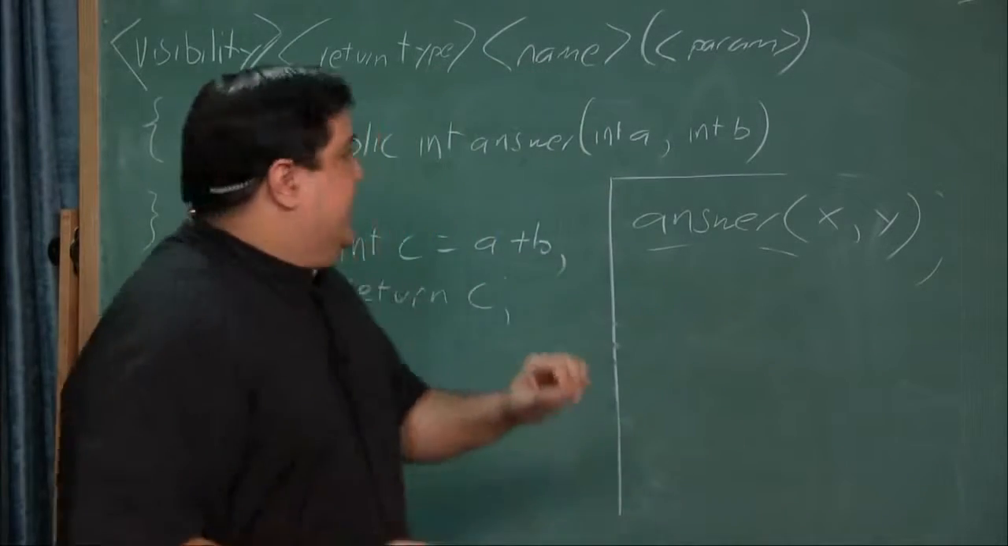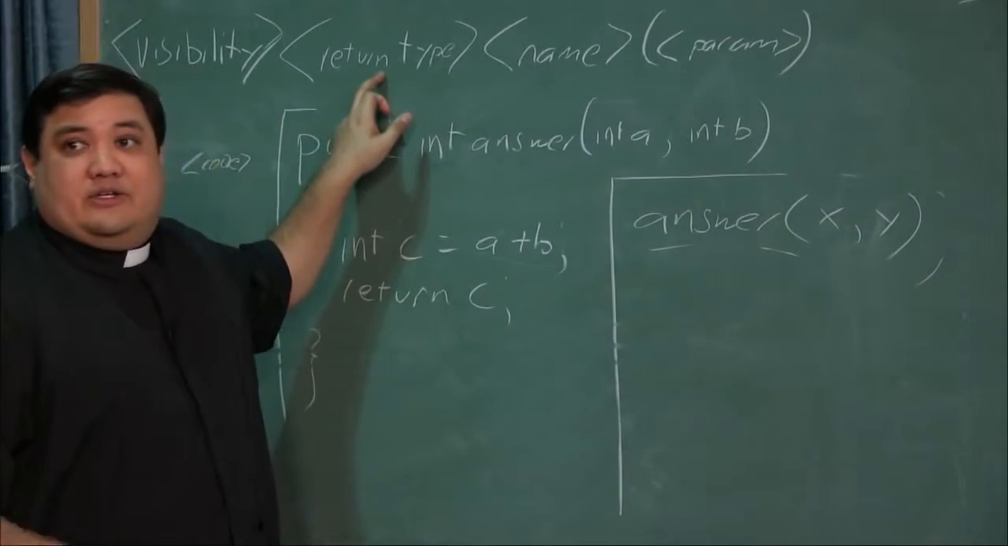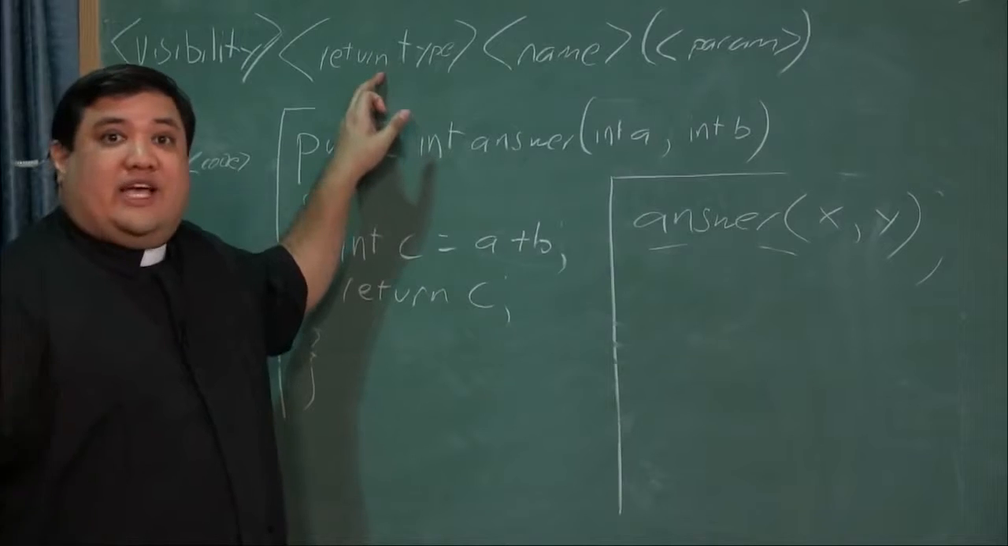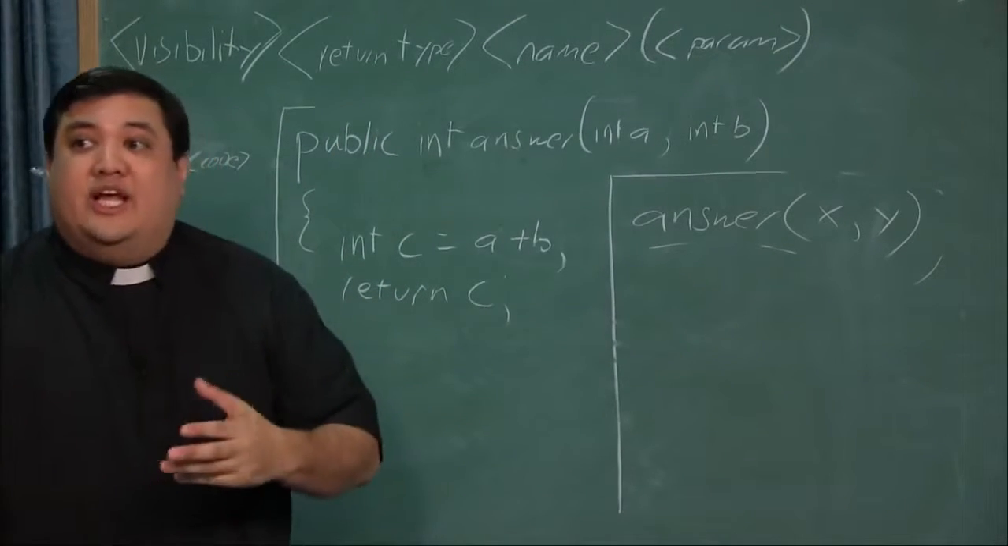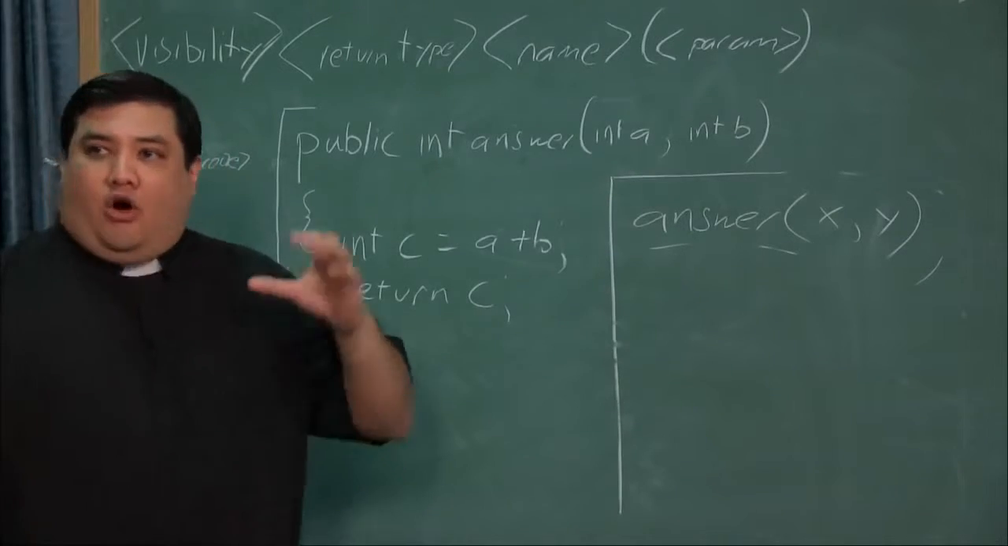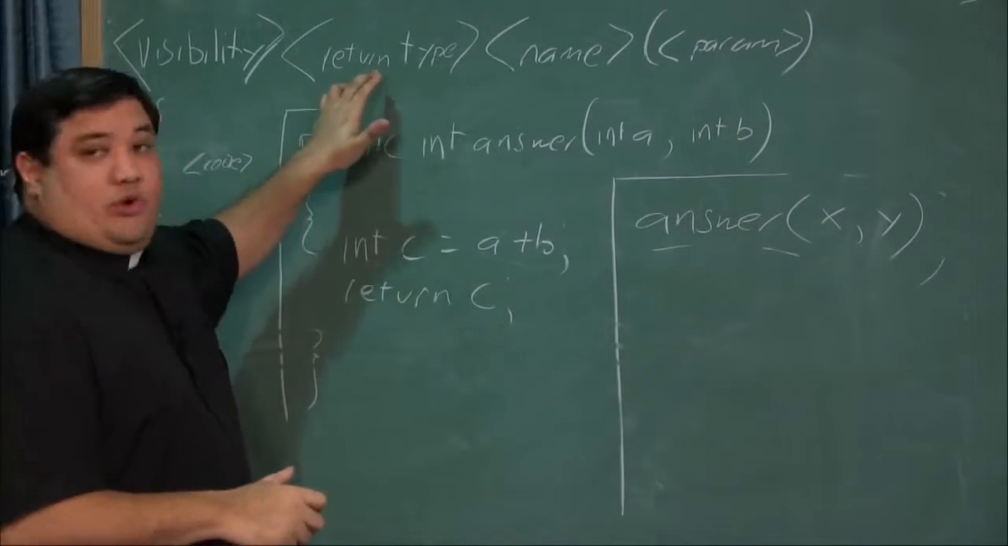Cool. The way that we do that is this: we have to tell the compiler what kind of data it is going to be returning back. Is it going to give me an integer? Is it going to give me a string? Is it going to give me a floating point? All those different types work here.